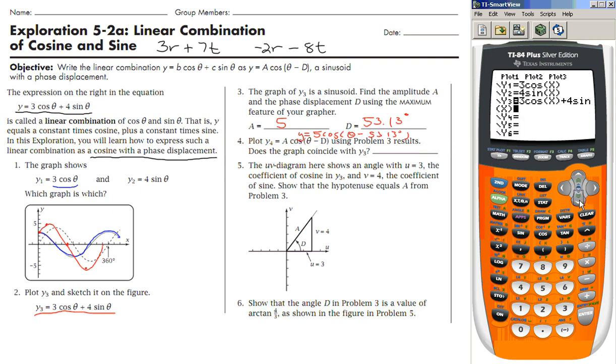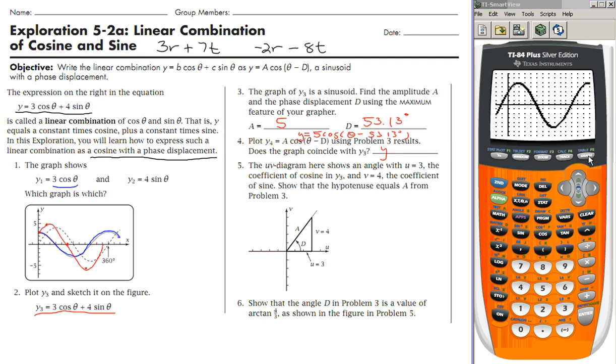So let's do that. Okay, 5 cosine of x minus 53.13. And you know what, just to make sure that I can tell what's going on, I'm going to make that one bold, right? So I can see that it actually lays on top. It totally does lay on top. So that's perfect. This is exactly my angle. So yes. Good. Okay, so we observed that this equation works just by graphing it and seeing what happened.